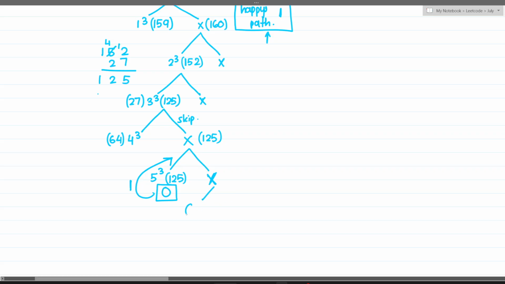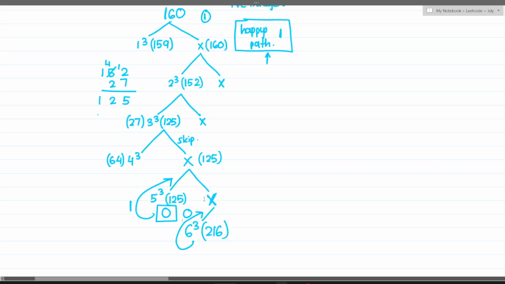When I think about taking 6 to the power 3, that number in itself is actually bigger than what I'm trying to make. So in such a case, I'm going to return 0. I'm going to say that okay, if I take this particular path, I'm sorry, but I am not able to find any happy paths if I follow this path, right?